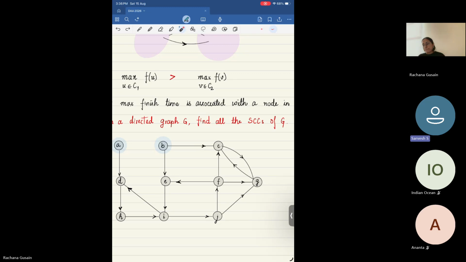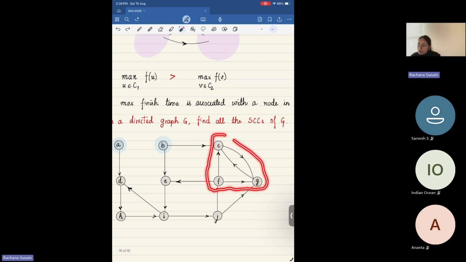Yes, like F. C, F, and G. If I take these three vertices, then from F, I can go to C. There is a path from F to C. There is a path from F to G. But is there a path from G to F? No. So I cannot add F. If I add F, these three vertices are not strongly connected.